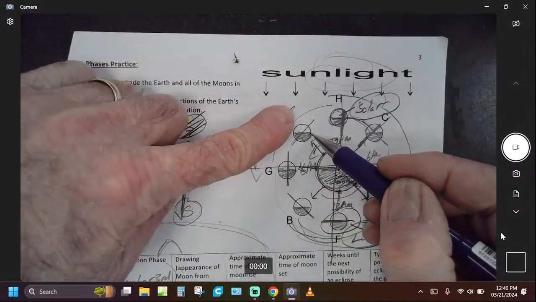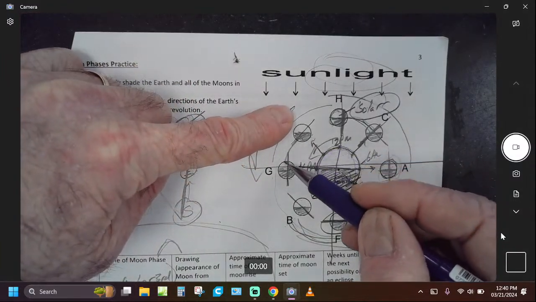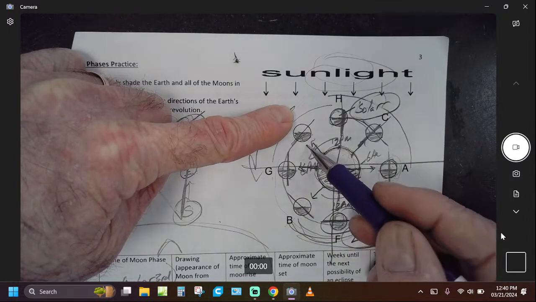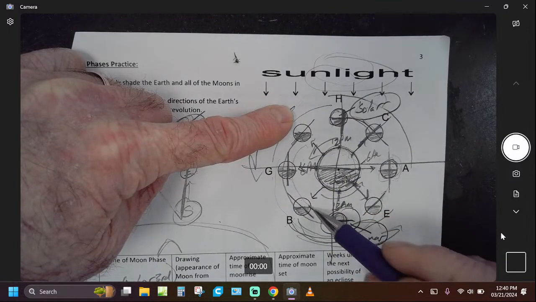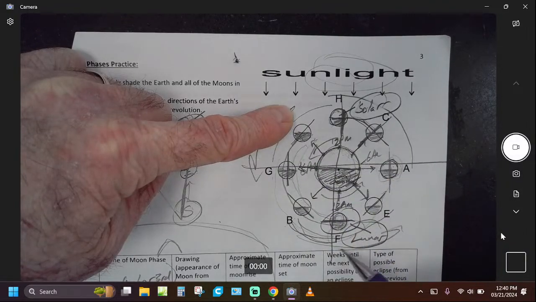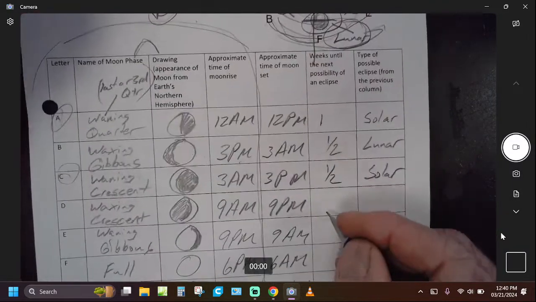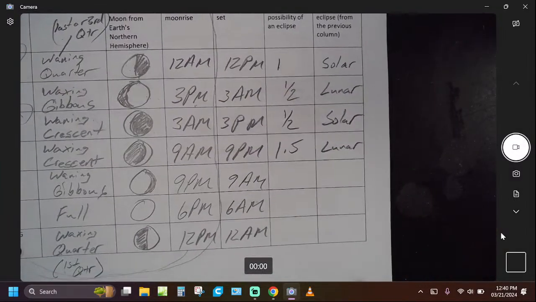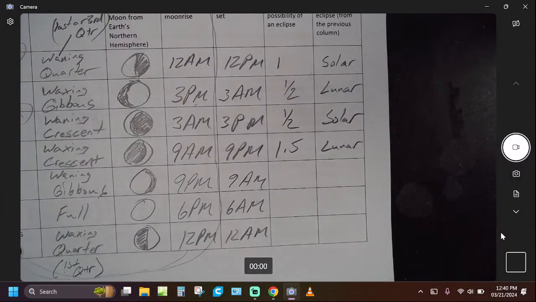And if I do moon D, I start from here. Tell me when I've hit my first eclipse. Right there. How many weeks is that? 1.5. And what kind of eclipse? It's a lunar eclipse. 1.5, lunar. So finish those up, and then we'll compare.